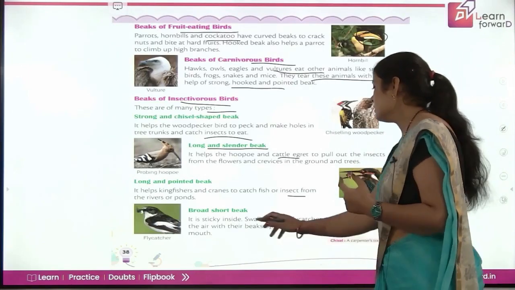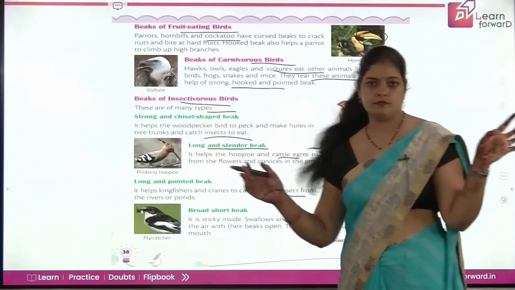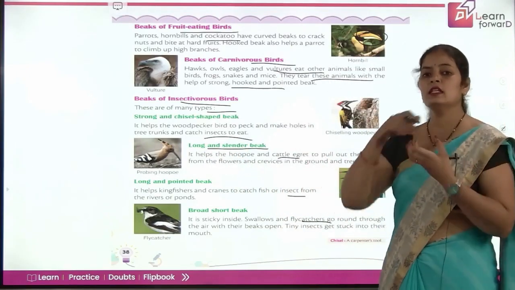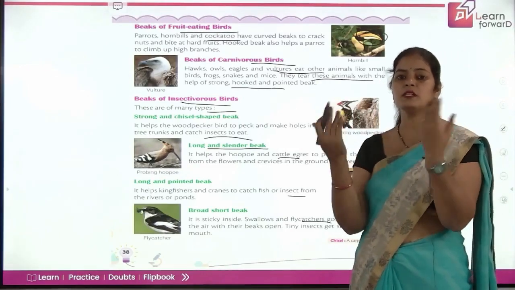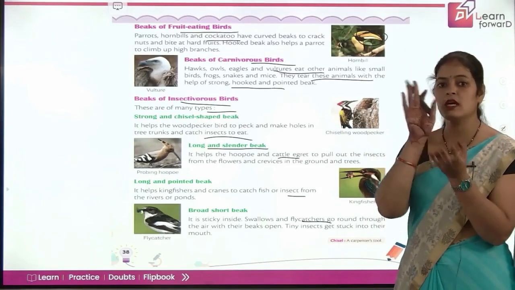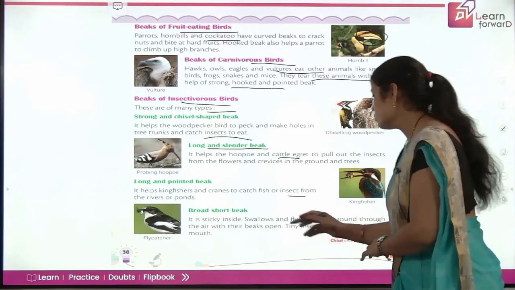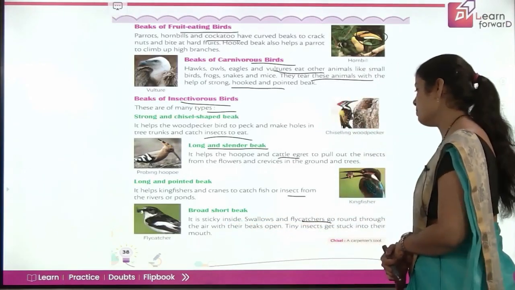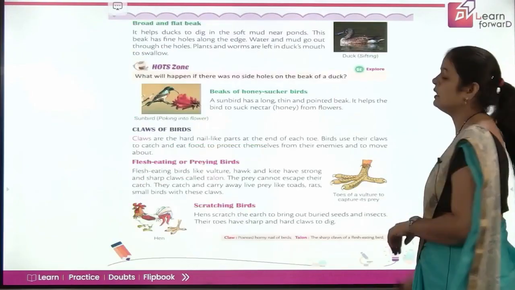Swallows and flycatchers go around through the air. When they are flying, they just open their beaks, and all the insects and everything that is present in the air go inside the mouth because their mouth is open, and they get stuck to the beak there. So they go around in the air with their beaks open. Tiny insects get stuck in their mouth. This is how they eat.